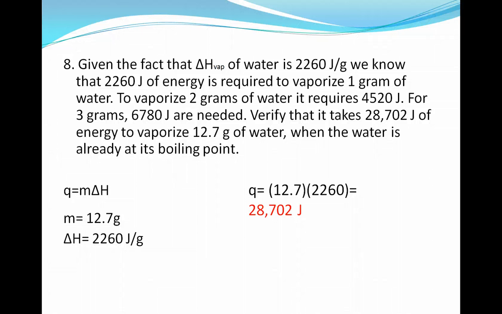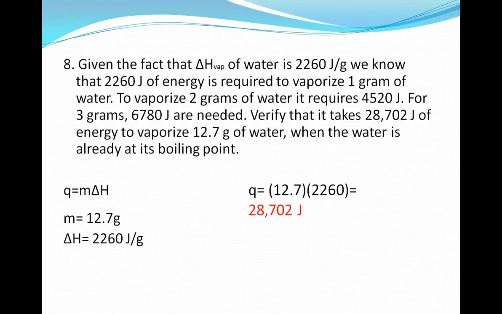Number 8 says, given the fact that delta H of water is 2,260, we know that 2,260 joules of energy is required to vaporize 1 gram of water. So to vaporize 2 grams of water, it's 4,520. For 3 grams of water, it's 6,780. And it has to verify that it takes 28,702 joules of energy to vaporize 12.7 grams of water when the water is already at its boiling point.